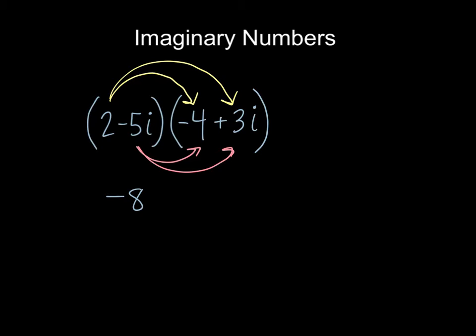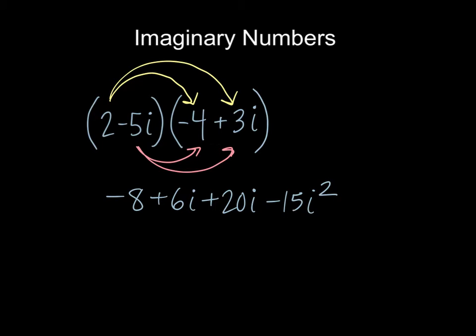2 times 3i is 6i. Still just basically treating it kind of like a variable. -5i times -4 is plus 20i. 2 negatives make a positive. And then -5i times 3i is -15i squared.